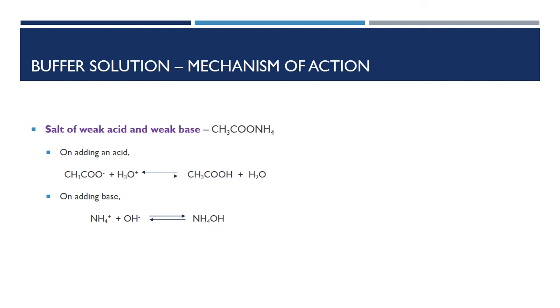Ammonium acetate, being a salt of a weak acid and a weak base, is also a buffer. On adding a small quantity of acid, the acetate salt reacts with H3O+ to form acetic acid, whereas on adding a small quantity of base, ammonium ion reacts with it to form ammonium hydroxide, thus maintaining pH.